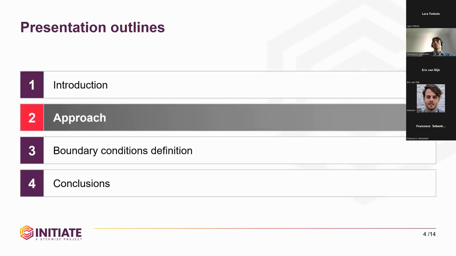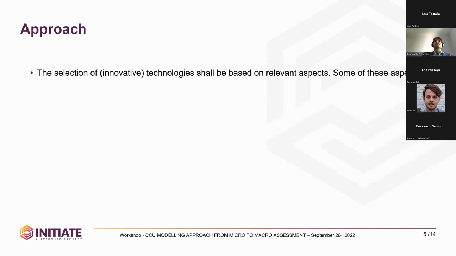So we have to identify an approach to select the innovative, or not even innovative, can be also already available on the market, technology for a particular application. And the selection of this technology shall be based on relevant aspects. And when we talk about relevant aspects, we can list a lot of them.